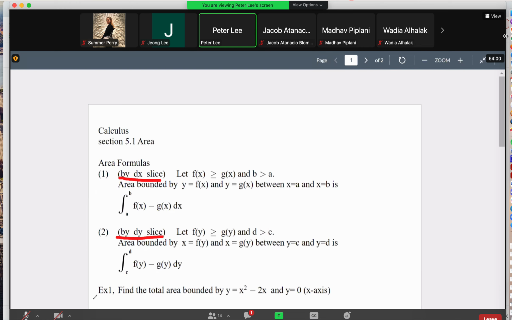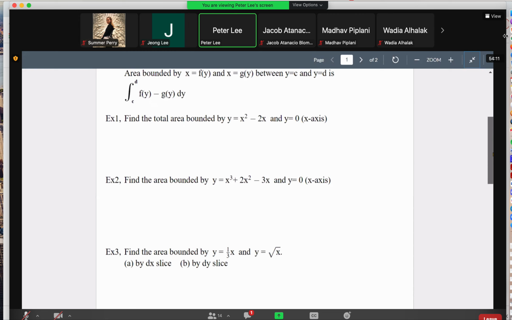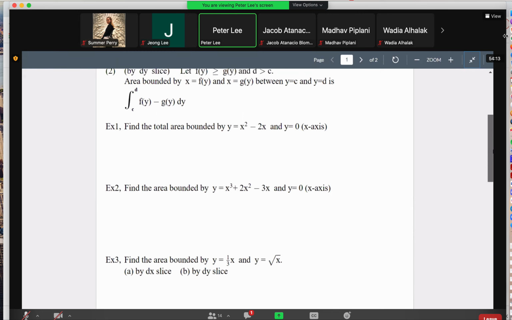So let's do this. Example 1. Let me clear all this and get to example 1. So what is example 1? Example 1: find the total area bounded by y equals x squared minus 2x and y equals 0, which is the x-axis.